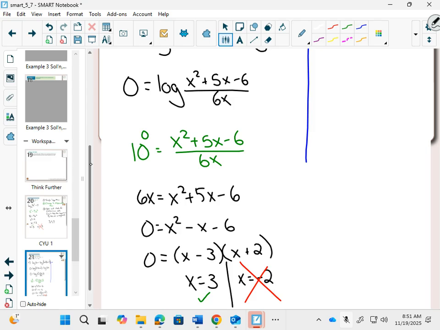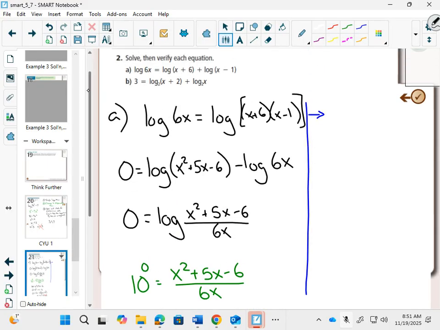Now this one has a shortcut. And the shortcut, what's the problem with shortcuts? They only work in certain situations. They don't always work. Lots of the questions you have to do the regular method. So it's really good to know the regular method. But the shortcut looks like this.